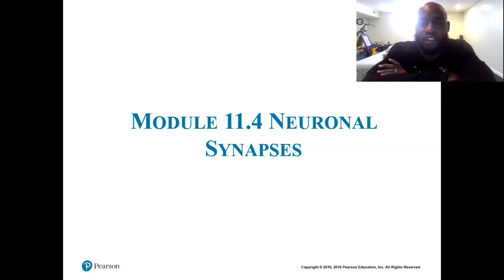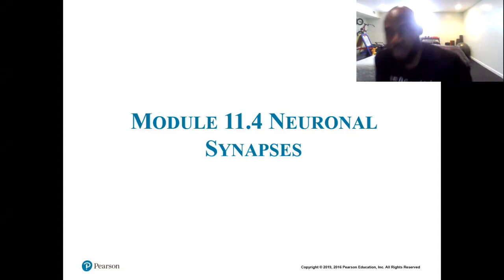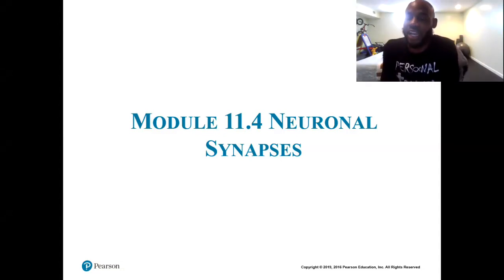Now we're going to go into neuron synapses. This is where we have the connection between a neuron and its target, which could be another neuron. Basically, we know how the signal is propagated along the neuron, but how is that signal transferred to the next neuron?